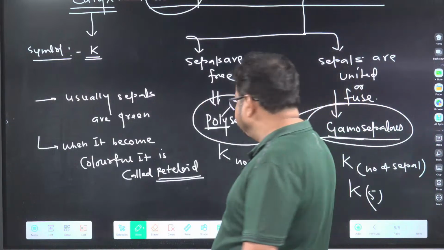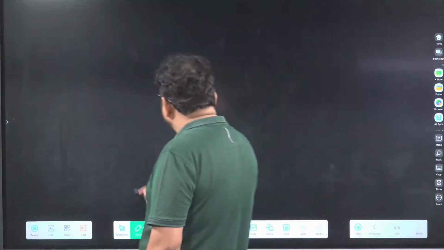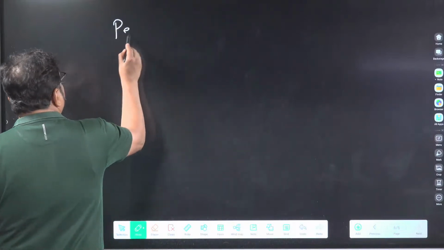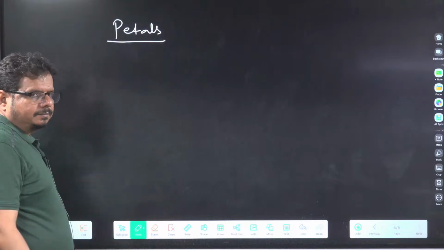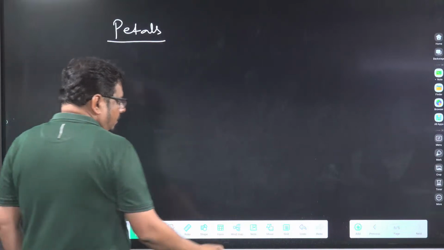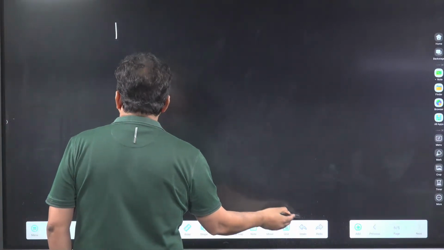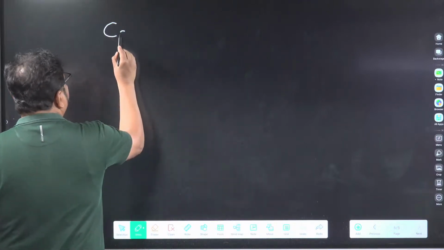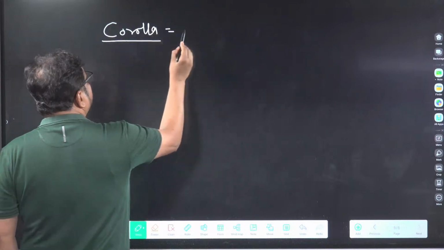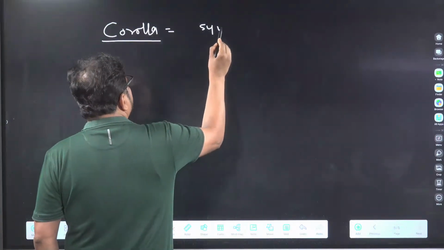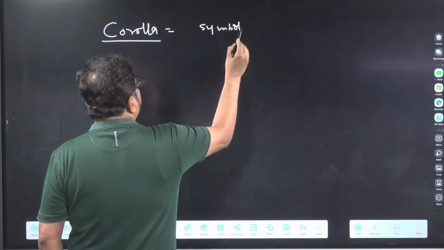So have a look here. Corolla. Sorry, the whole name I am writing is corolla. Already I told you the unit is called petal. We symbolize the corolla with C. The symbol is C.